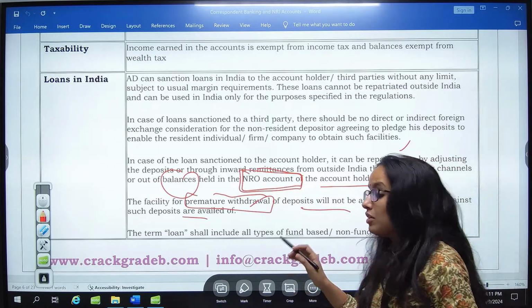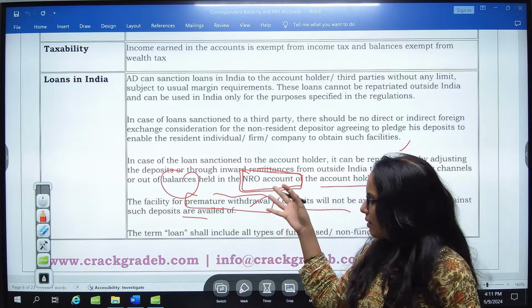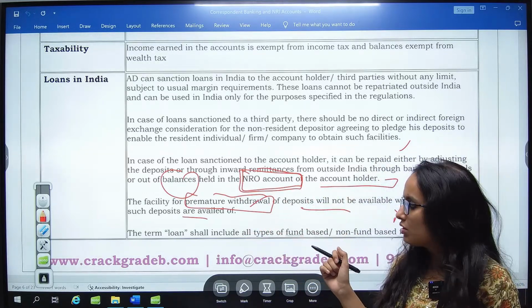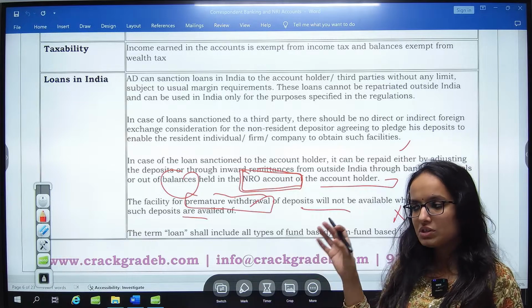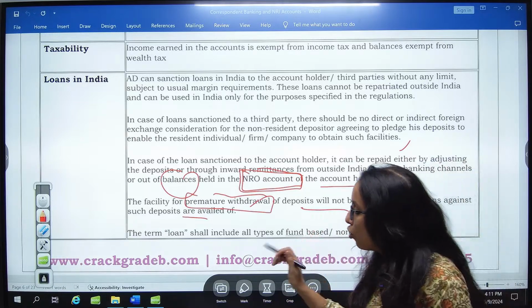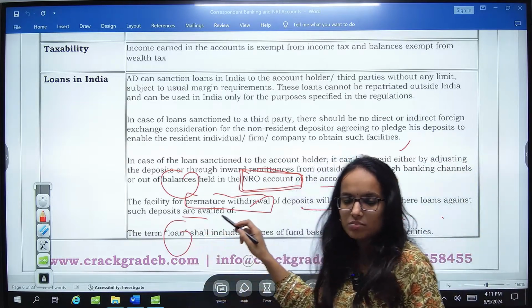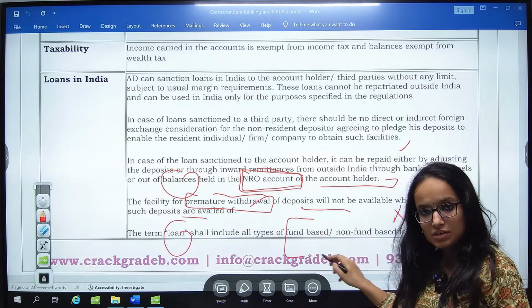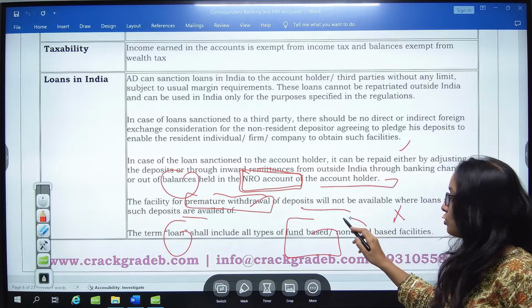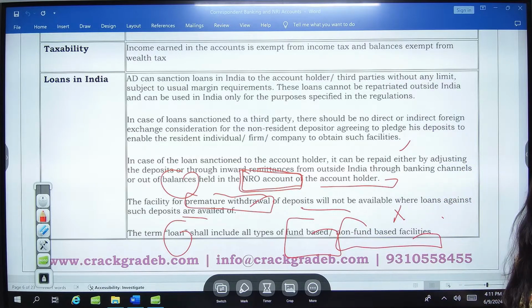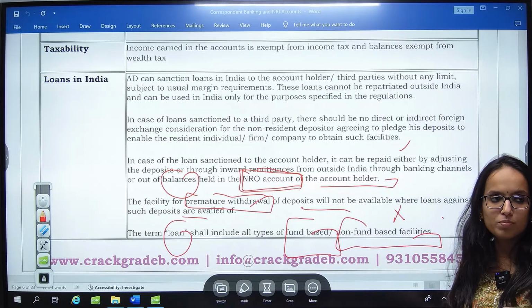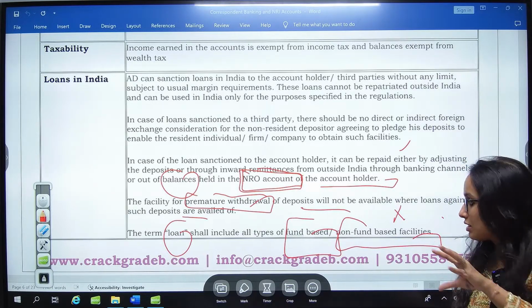Okay, and a very important thing, something very similar we have discussed in the NRE account as well. If you are able to recall, in the NRE also, it was specifically mentioned that the term loan, wherever written here, means both your fund based as well as non-fund based facilities. Also remember this difference, okay? Loan can be in the form of funds. You go to the bank, you have taken a loan, so the bank has given you funds. That is a fund based loan, right?